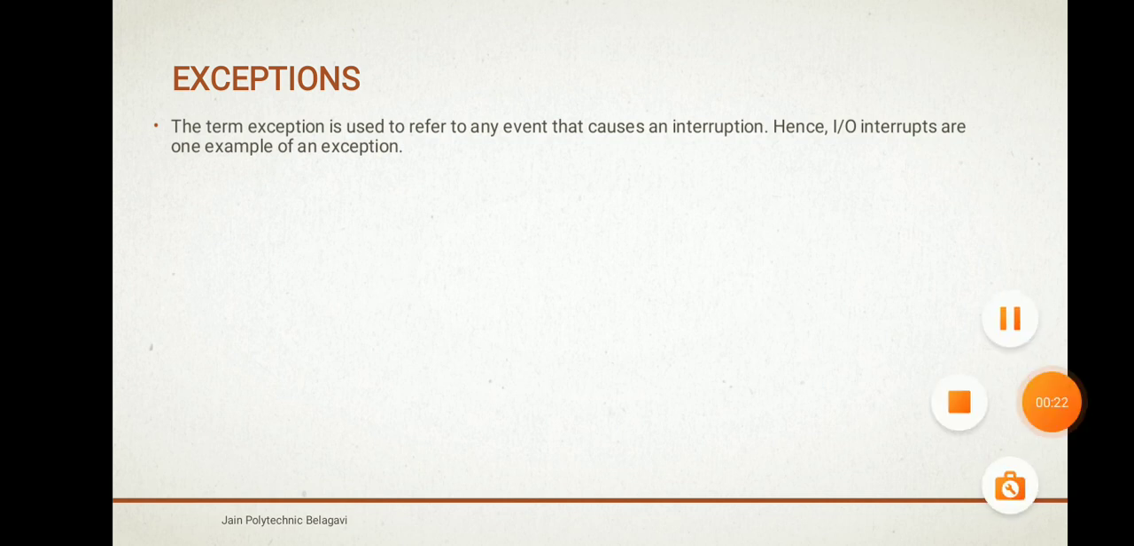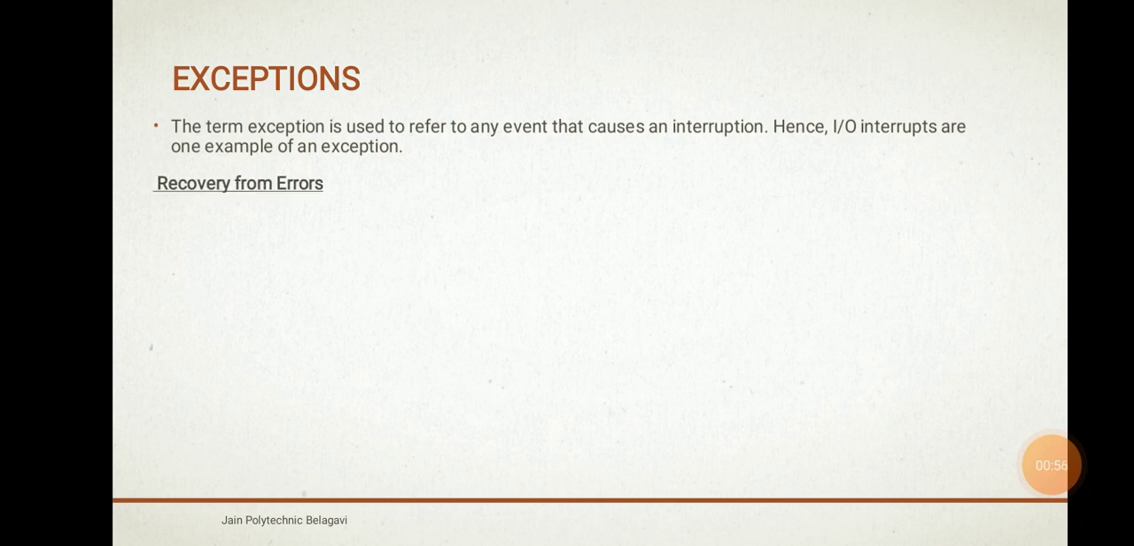The term exceptions is used to refer to any event that causes an interruption. Hence, input output interrupts are one example of exception. So exceptions are different from interrupts. Exception is used to refer to any event that has caused an interruption. Why has the interruption occurred? What caused that interruption? That cause is nothing but the exception. So input output interrupts are one example of exception.